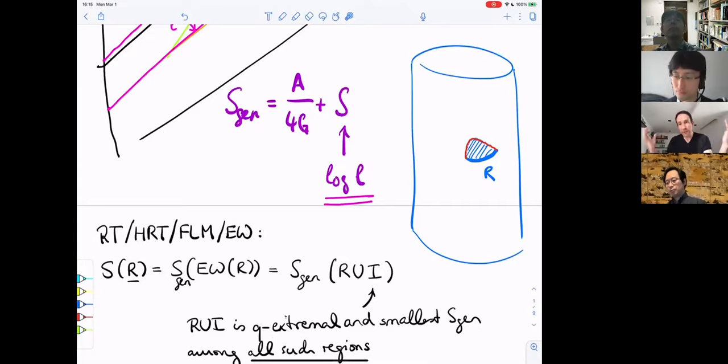This is a generalization of the idea that Bekenstein already had. You know, you take some surface and you take the entropy on one side of it and you call that the generalized entropy. So that is the object that enters into this quantum generalization.